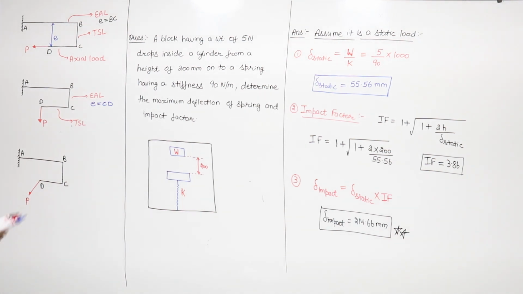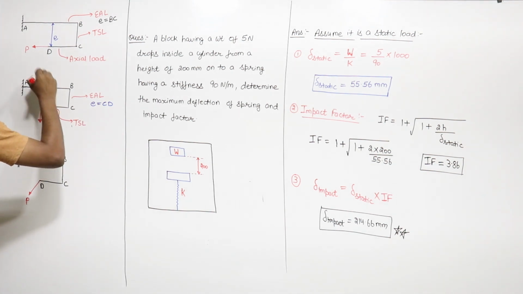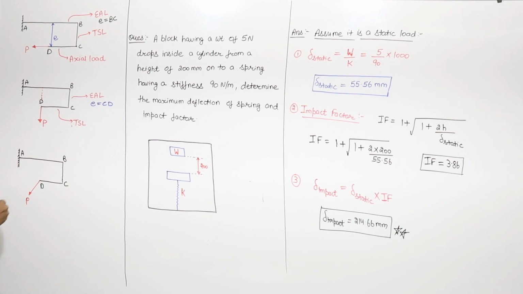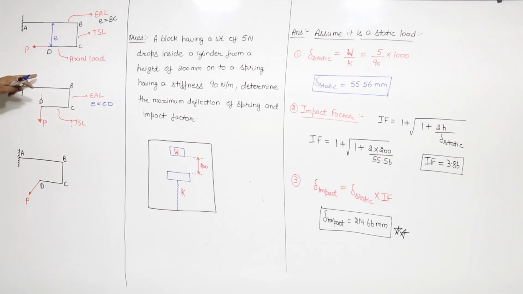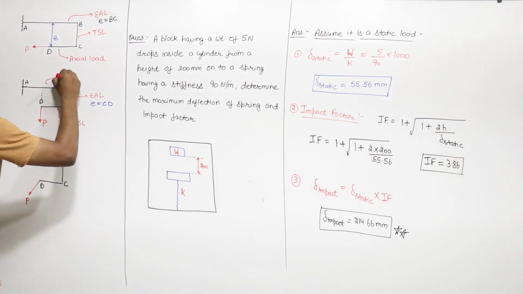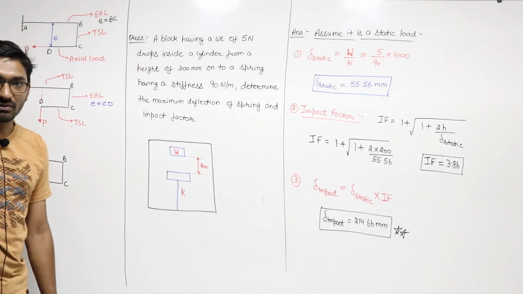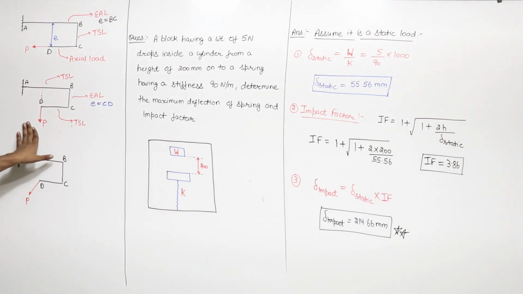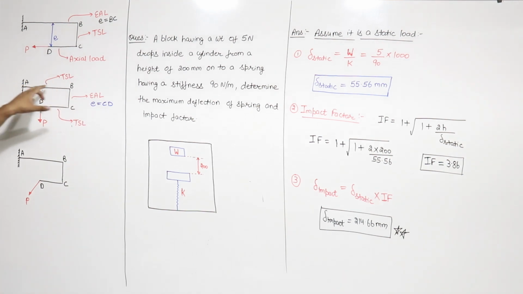For the member AB, this is the longitudinal axis of AB, and this is the load P in this direction. The load P is perpendicular to the longitudinal axis AB and passing through it. Any load which is perpendicular to the longitudinal axis and passing through it is a transverse shear load. So this is a transverse shear load for the member AB. So this load P is a TSL for CD, eccentric axial for BC, and TSL for AB.